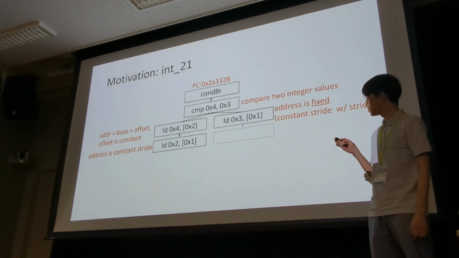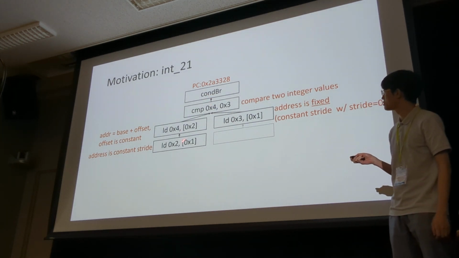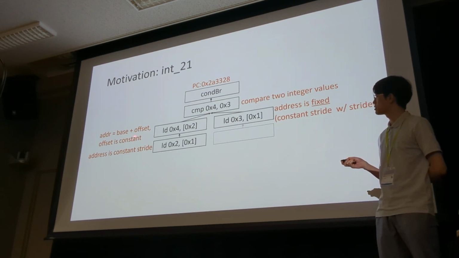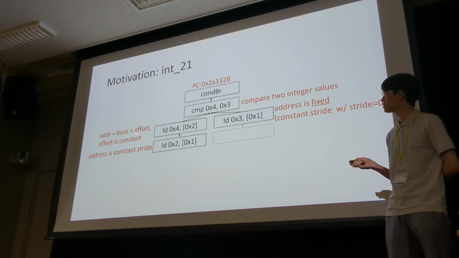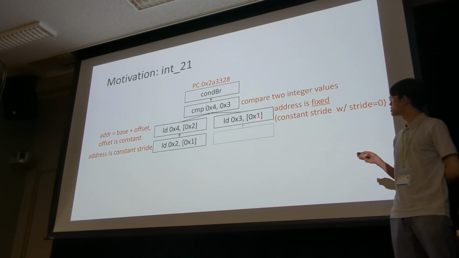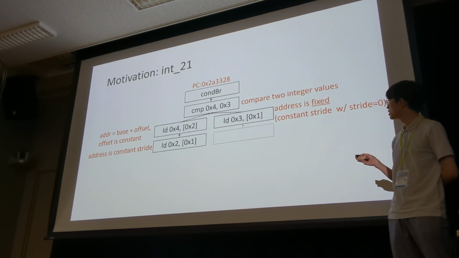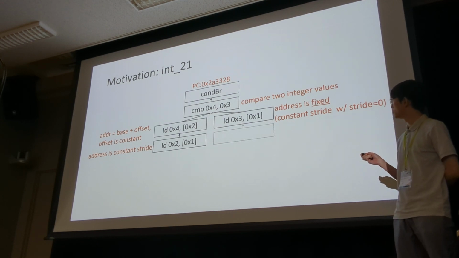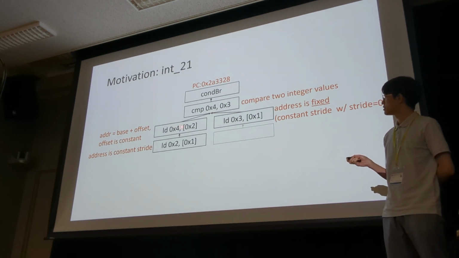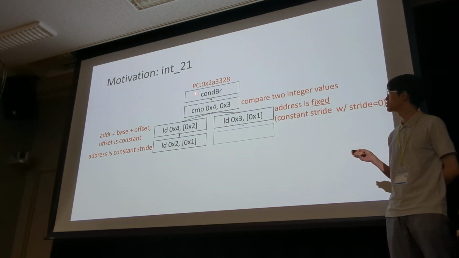The first one is int 21. The branch is dependent on 3 loads. The address of the first load is constant stride. The address of the second load is pointer chasing, dependent on the first load. The base is the first load data, and the offset is a constant. The address of the third load is fixed, and it can be treated as a special case of constant stride with stride equals to 0. The load data of the second and third loads are compared with each other to set the flag register and to determine the branch direction.